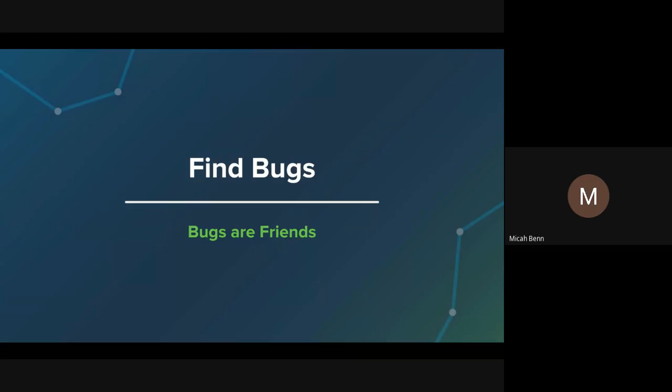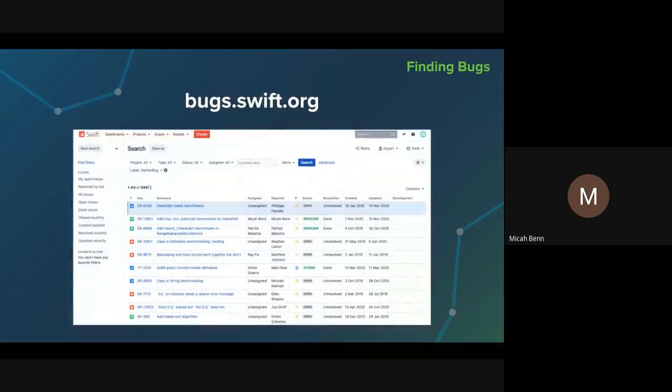Find bugs. In this case, bugs are your friends, and they live at bugs.swift.org. There's a very neat starter bug label that brings up a lot of the starter bug cases the Swift community have determined are great for first-time contributors.